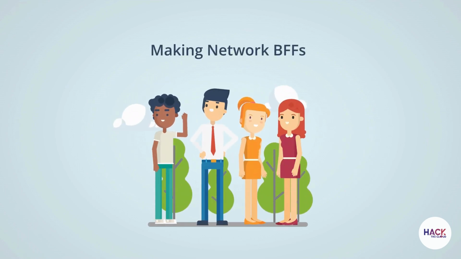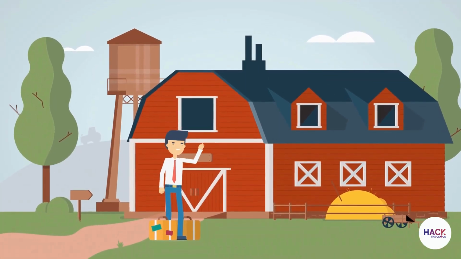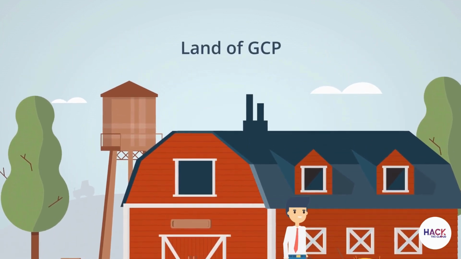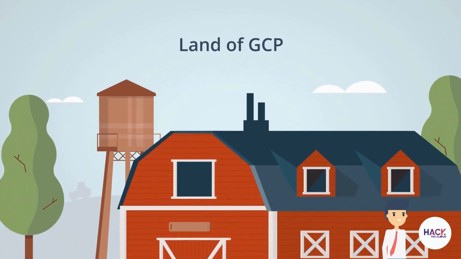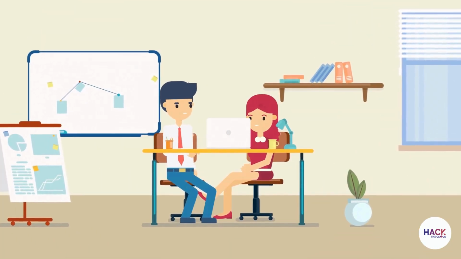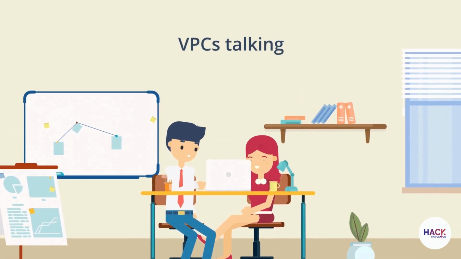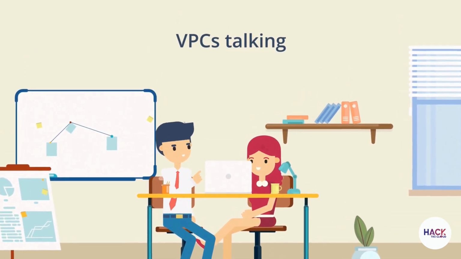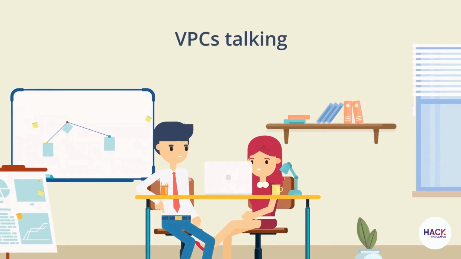You see, in the land of GCP, every virtual private cloud, VPC, is like its own little town, separated, living its own life, with its own roads, schools, and of course data packets moving around. But sometimes these VPC towns need to talk, share resources, or even just hang out. Enter our heroes, Shared VPC and VPC Peering. They're like the bridges that bring these VPC towns together.